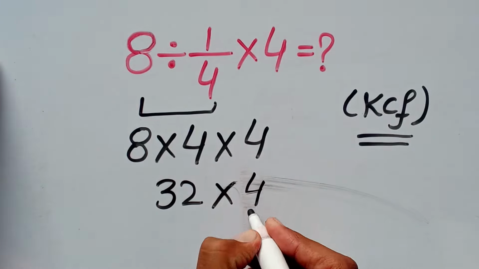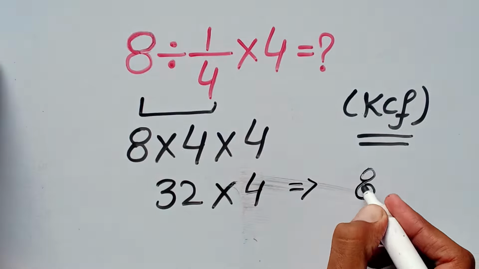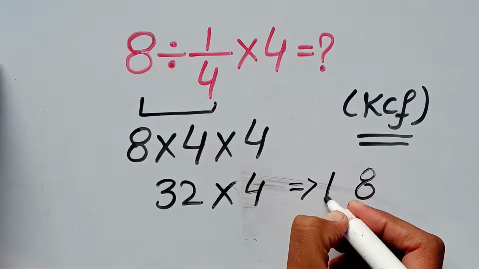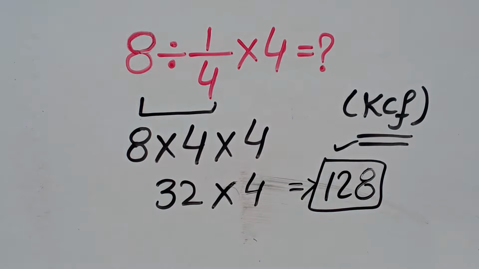So 32 times 4 equals 4 times 2 equals 8 and 4 times 3 equals 12. So 128 is the final answer of this math question.